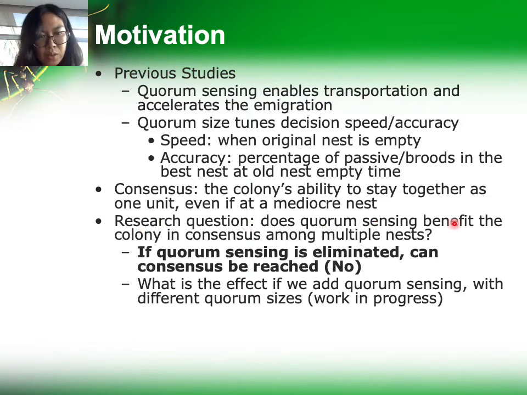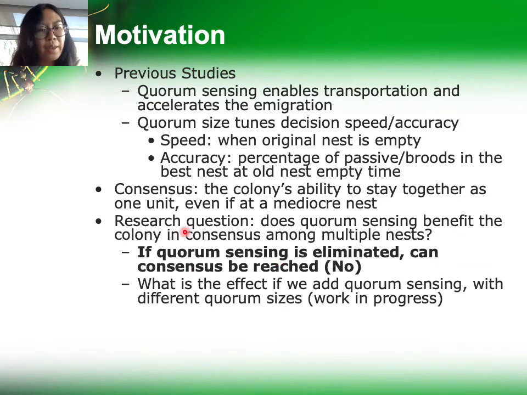So this is our research question: whether quorum sensing benefits the colony consensus among multiple nests at all. To answer this question, we come from 2 different perspectives. On the one hand, we ask if quorum sensing is eliminated from this process, can consensus still be reached? This is the focus of this talk, and just as a quick sneak peek, the answer is no. So this is the negative result part about what happens after removing quorum sensing.